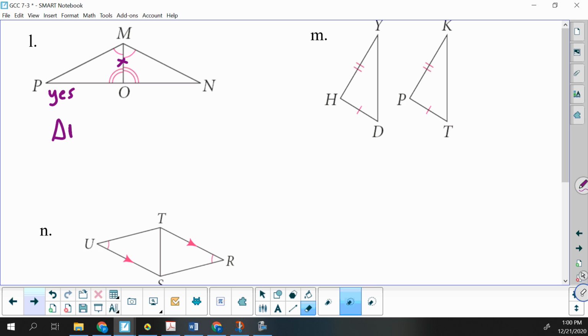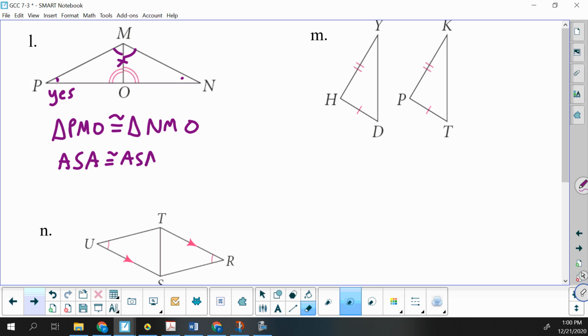We'll name our first triangle maybe PMO, which is congruent to triangle. P is the angle that had no marks, so that matches with N. M had the one mark, that matches with M in the other one, and then O is our leftover. And we said we had a side in between two angles, so that's angle, side, angle is congruent to angle, side, angle.